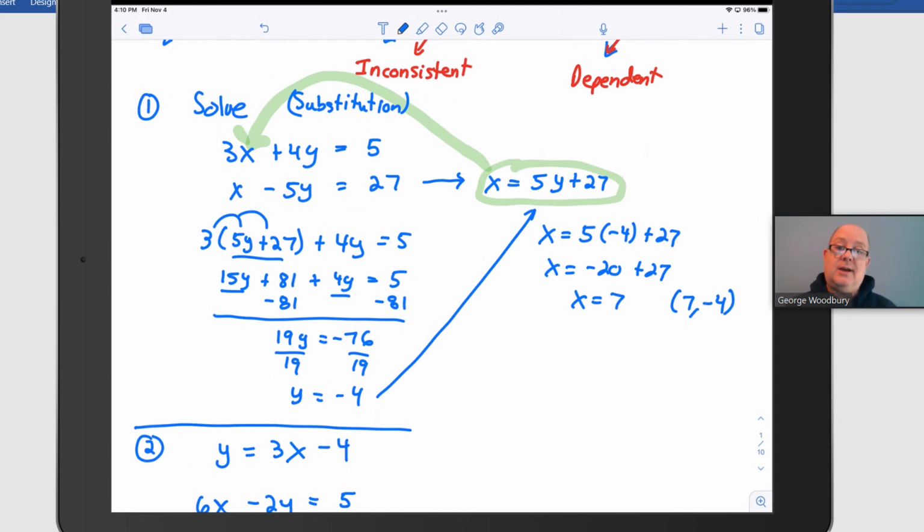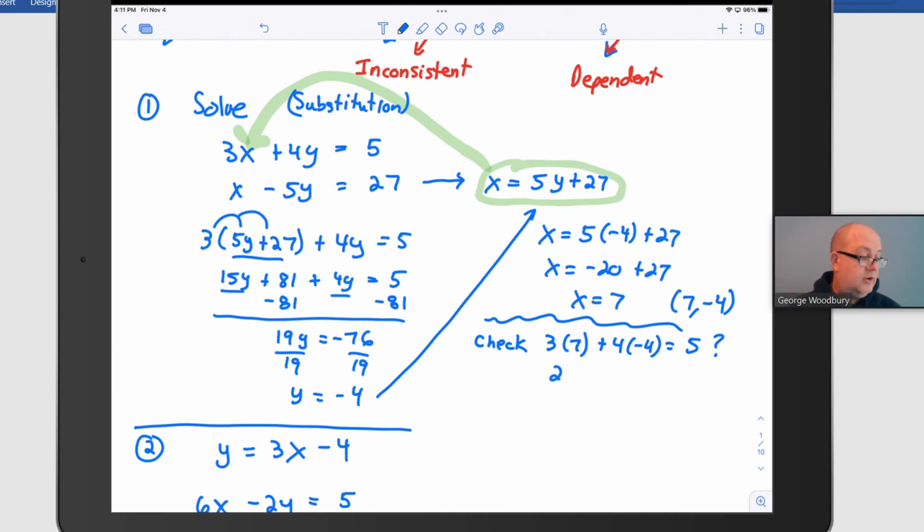Now I can check this by plugging into the other equation. If I put in 7 for x in the first equation and negative 4 for y, I need to see if that's equal to 5. And in this case, it works out because 3 times 7 is 21, 4 times negative 4 is negative 16, and 21 minus 16 is 5. So our solution is (7, negative 4).